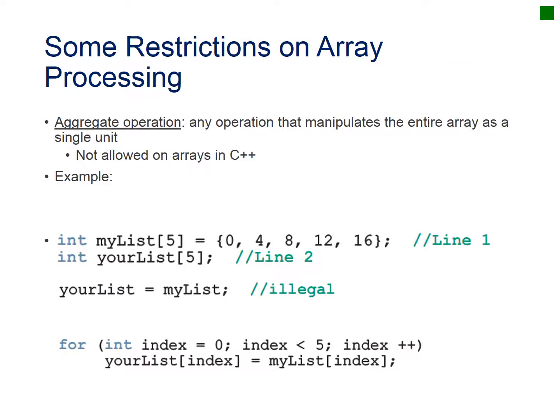Some restrictions on array processing. C++ does not allow aggregate operations. An aggregate operation is any operation that manipulates the entire array as a single unit. For example, one array cannot be assigned to another in order to copy each value. To do this, we would use a looping mechanism to copy the element values individually.